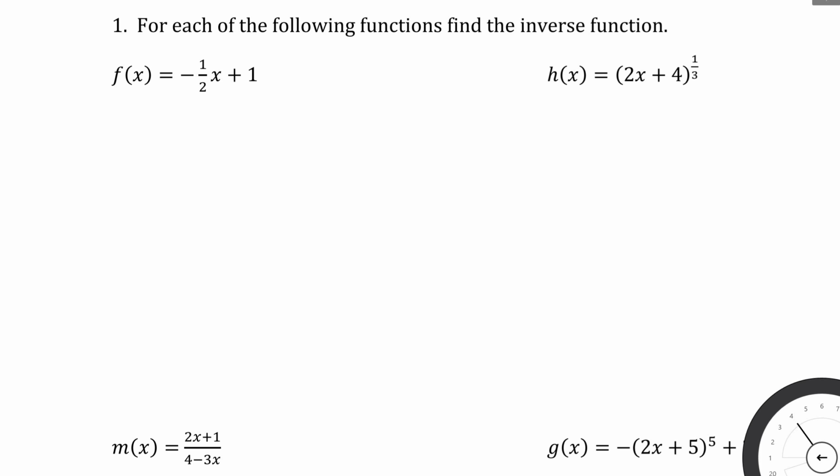So let's start by looking at number 1. Number 1, we see we have a linear function, so we know that that function is going to be 1-to-1. So just like we did in class, we're going to switch the x and the y value.